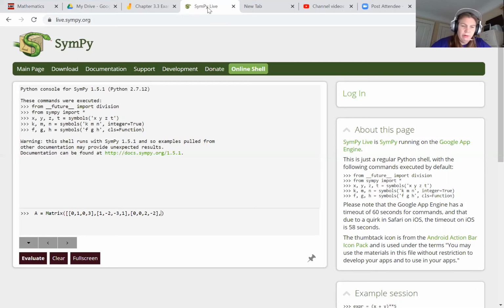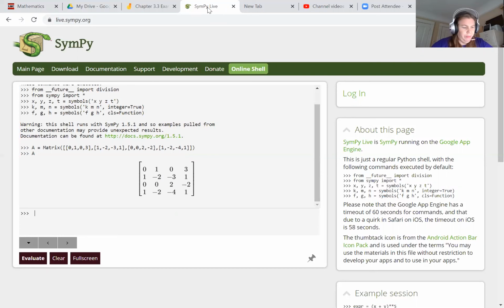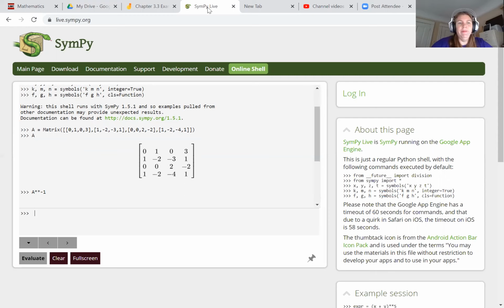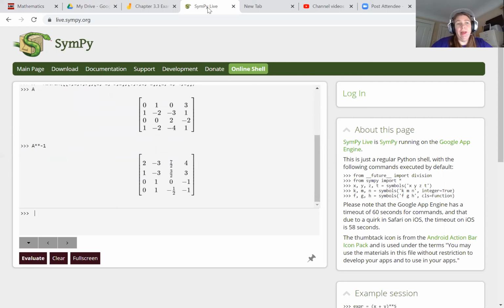And then we've got 1, negative 2, negative 4, and 1. And we can type A and verify that's our matrix. Looks good. And then let's calculate A inverse. So we do A star star negative 1. The double stars is the exponent command for SymPy. And so A does have an inverse.